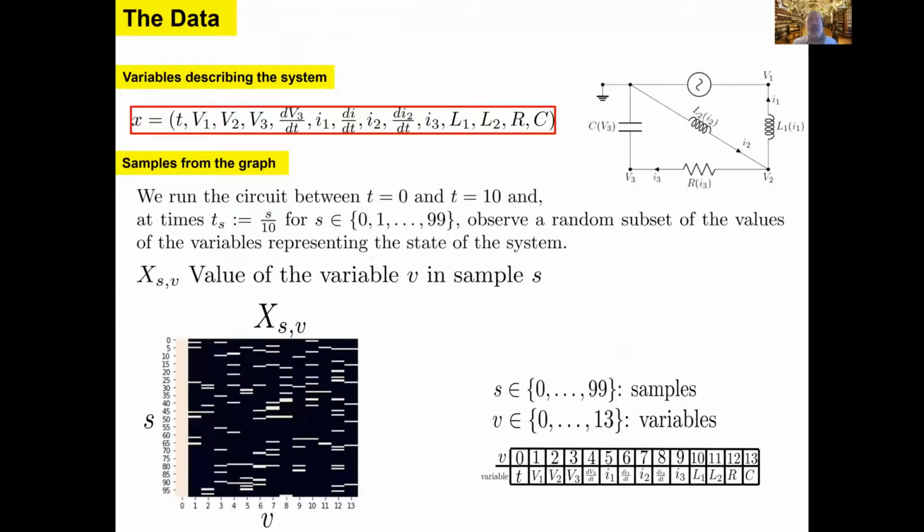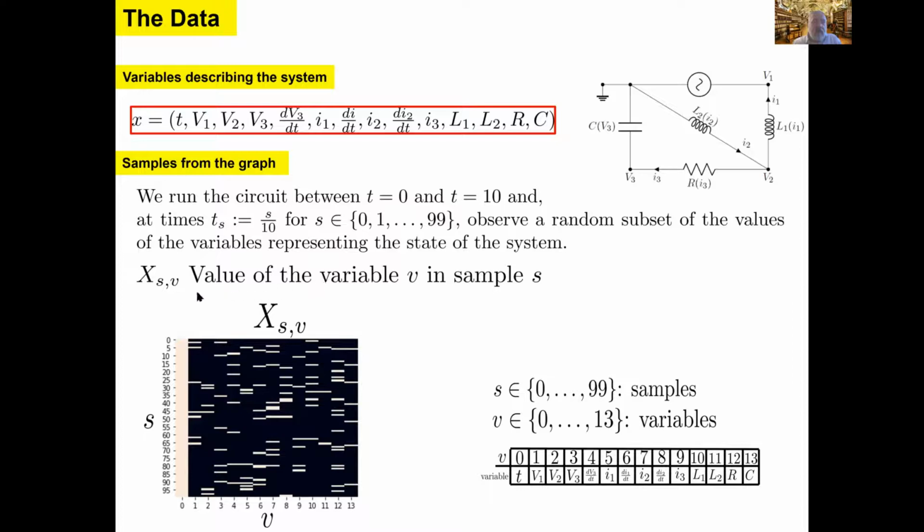Now, I will unpack this completion method, which again is the technical part that can be abstracted away and fully automated. To do so, I will formalize the representation of the data. Remember that we run the circuit between time 0 and time 10, and at times Ts equals S over 10, for S going from 0 to 99, we observe or measure a random subset of the variables representing the state of the system, or a subset of the variables of the graph.